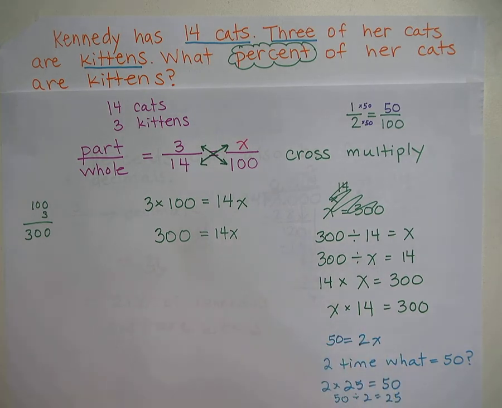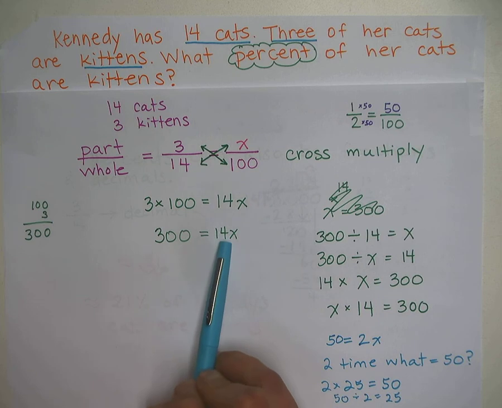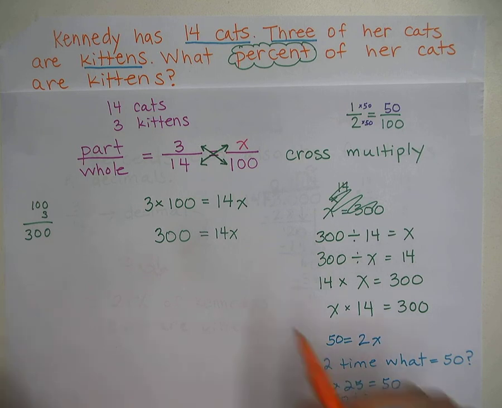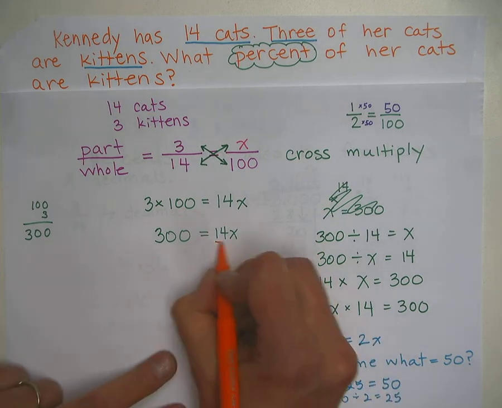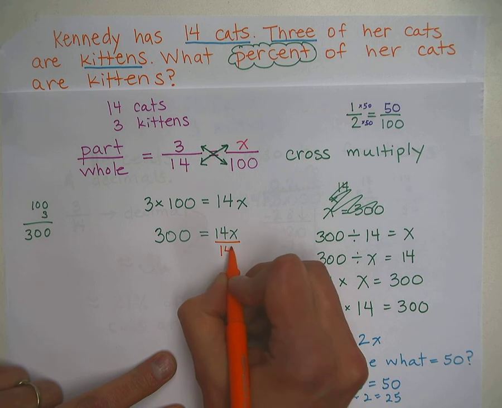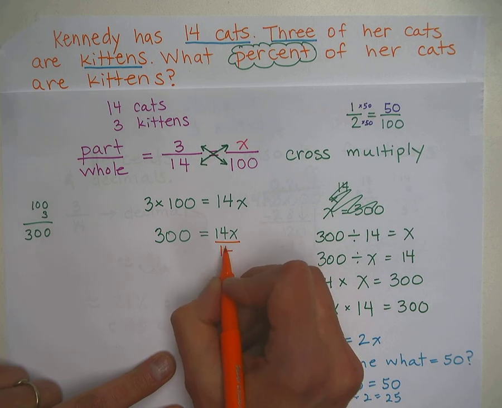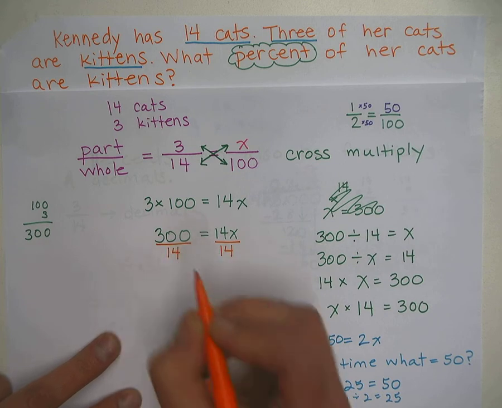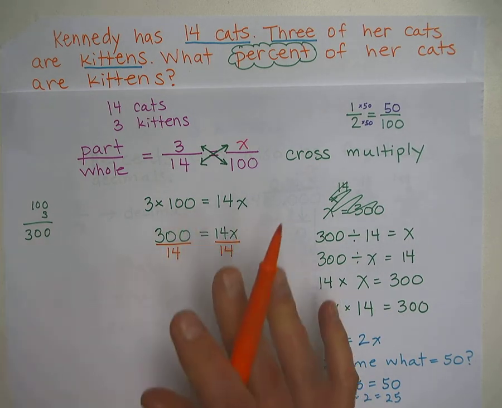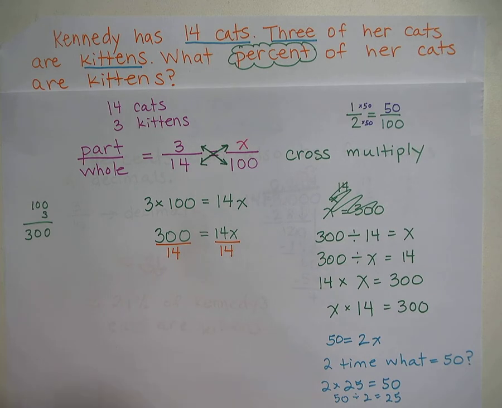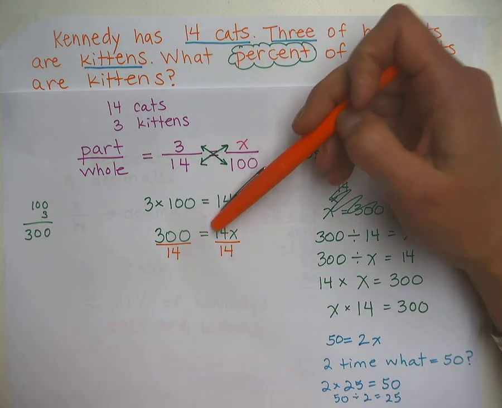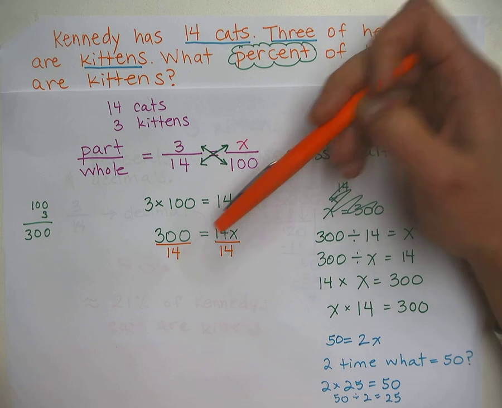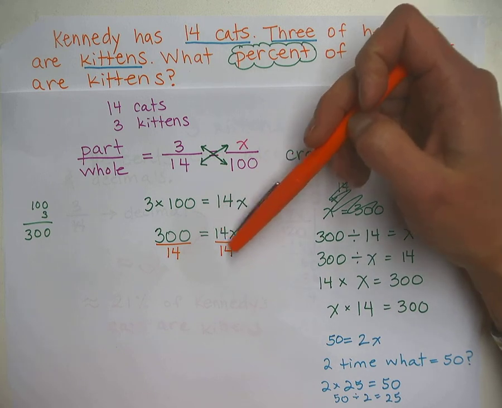So what we do is since 14 is being multiplied by x, we do the opposite of multiplication, which is division. I'm going to write it like this: 14x divided by 14, and 300 divided by 14. Now this is a whole lot of lesson all in one thing. 14 is being multiplied by x, so we do the opposite, which is division.